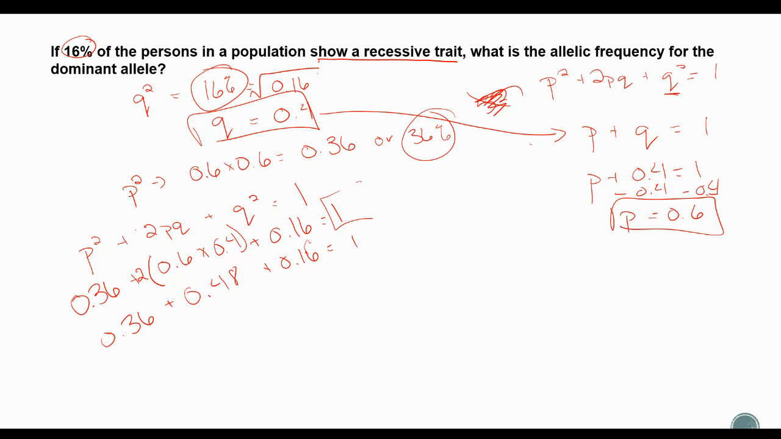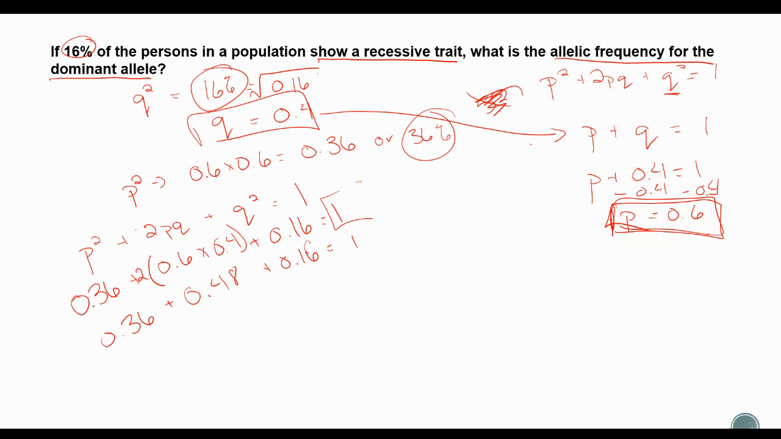So now, what is my question? Because I know all of my different variables here, so I've got all that figured out. What is the question asking me? The question is asking me what is the allelic frequency for the dominant allele. So it's just asking me for P, sorry, for the allelic frequency of that dominant allele. So my allelic frequency for P is 0.6. So that's our answer. So you didn't even have to do all this.